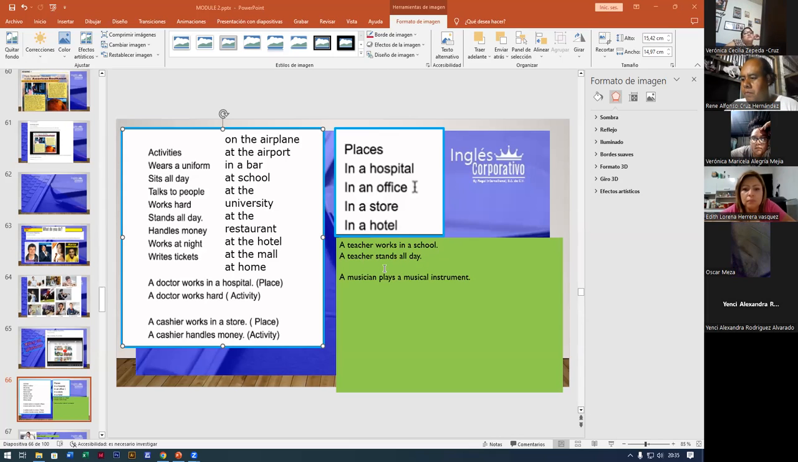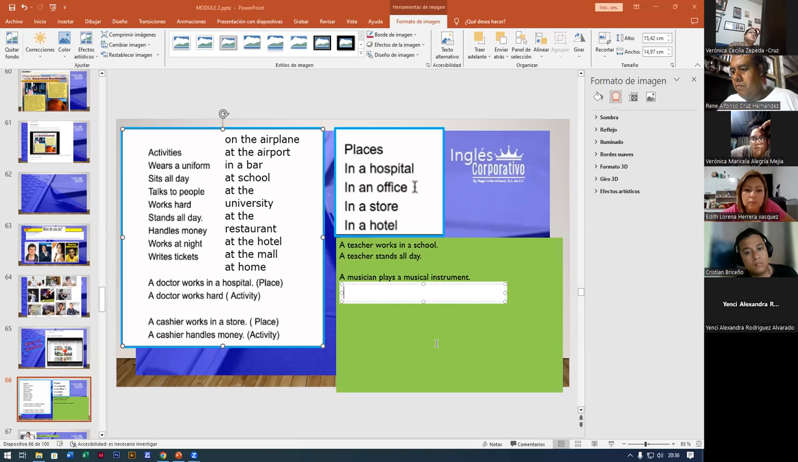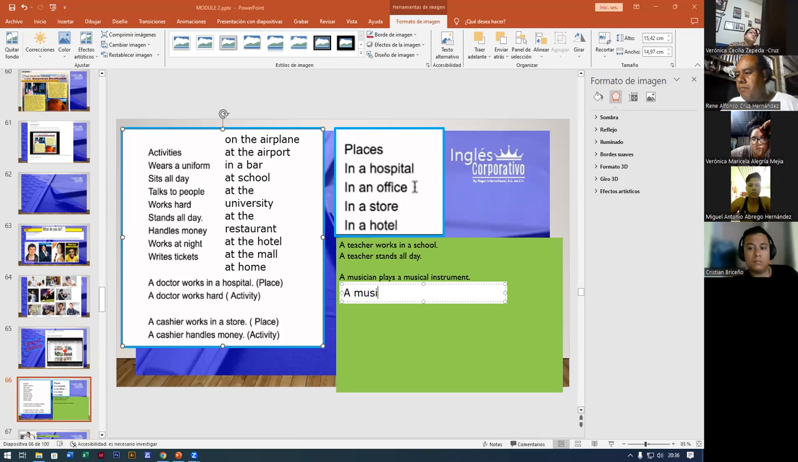What is stands all day? Parado todo el día. Teacher está parado todo el día. Normally, right? When there are presencial classes, in common classes. But in virtual classes, it's necessary to be sitting all day. What about a musician? It says a musician plays a musical instrument. Normally, right? What else can you tell me about a musician? What else can we include? A musician? Que ensaya todo el día. Ah, okay. Practices in the studio.